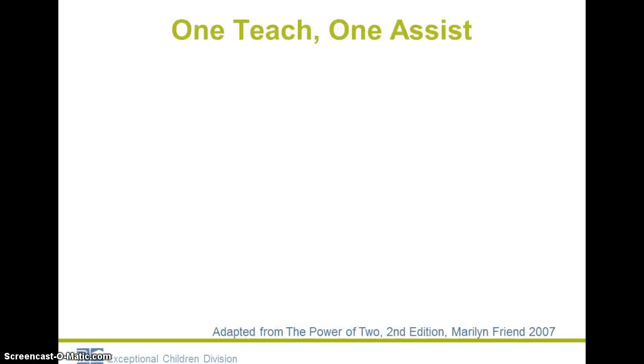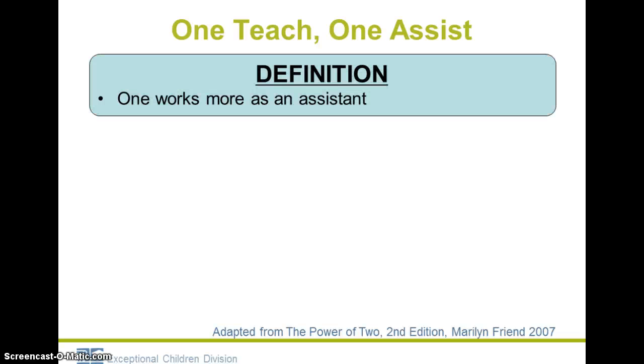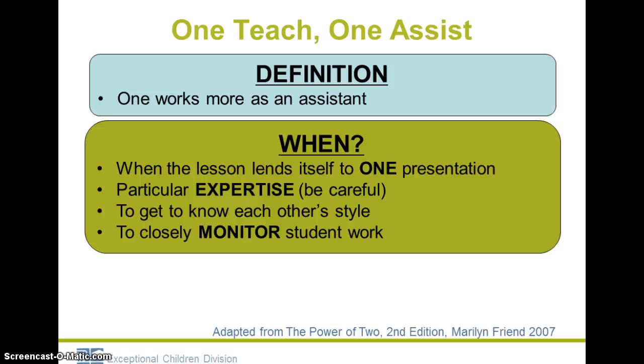So let's move on to the next co-teaching model, which is one teach, one assist. And that's when one teacher works more in the line of an assistant. You might use it when the lesson lends itself to only one presentation, or if one teacher actually has a specific skill set or a particular expertise is needed.